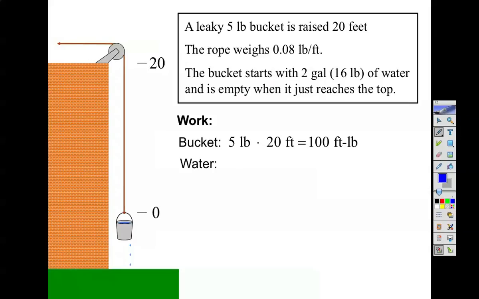The reason I like showing the slope example is that sometimes it's not given this way. Like in the rope, they tell you it loses 0.08 pounds per foot. But in the water one, they just tell you it starts with 16 pounds and ends with nothing. That makes you think of 2 points, so you do the slope to get the negative 0.8.